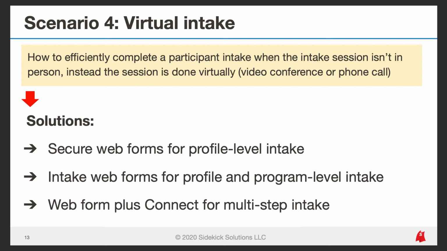The solution might be to deploy a web form for profile or intake level data. We could even parse out multiple intake forms per program using program-specific intake information and each client using a separate form for the program that they're enrolling in. We could also take a look at using the Connect portal for a multi-step intake that captures not only client information like demographics and contact info, but also an initial assessment, intake information, screenings, and evaluations.